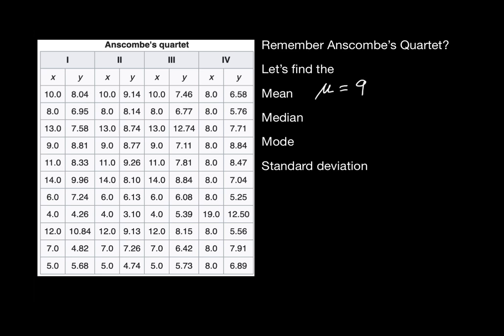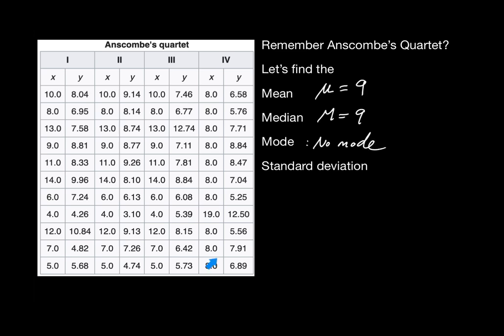The average was 9. The median is if I take all these data points and list them from lowest to highest, 4, 5, 6, 7, 8, 9, 10, 11, 12, 13, 14, and find the middle number, I'm going to find that my median, which we'll call just capital M, is also 9. And then the mode is the most often occurring, and since in this case every data point happens only once, there are no repeat values, we say that this one has no mode.